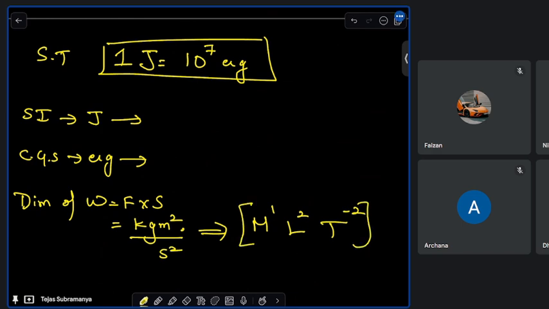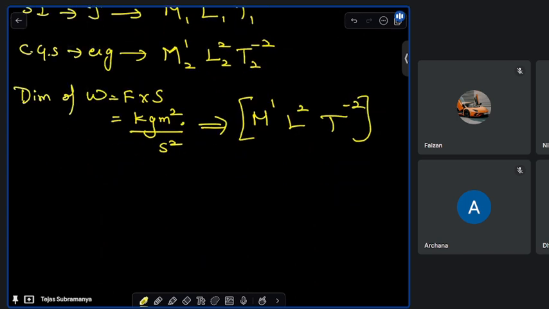I'll write that here. M1 L2 T to the power minus 2. Same thing I'll write here. M1 L2 T to the power minus 2. The left hand side has SI here. So 1, 1, 1, 2, 2, 2. Done. Fine. Now what do I write?